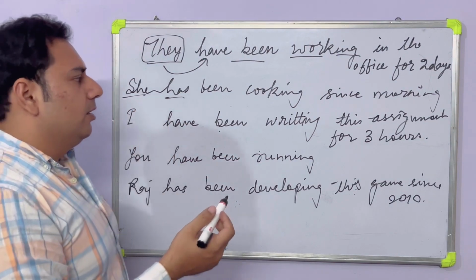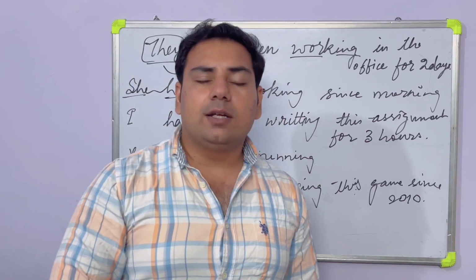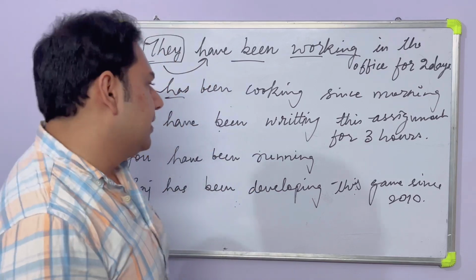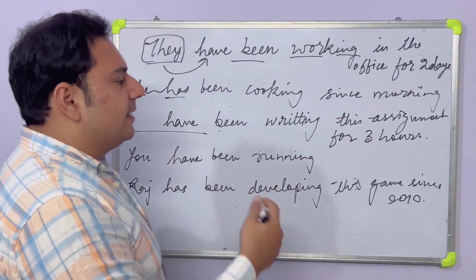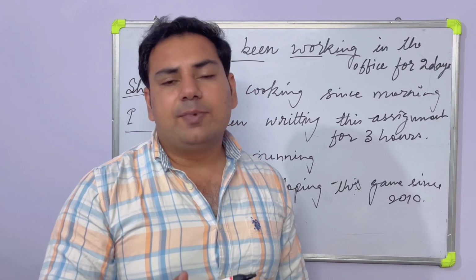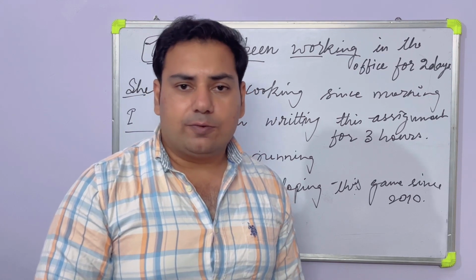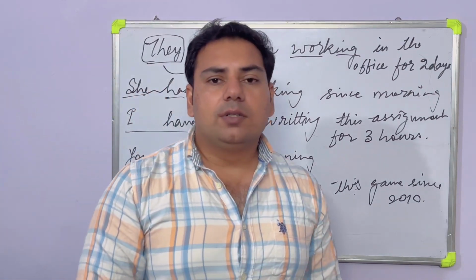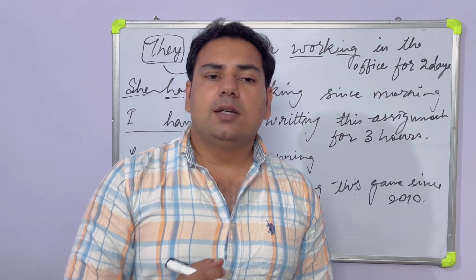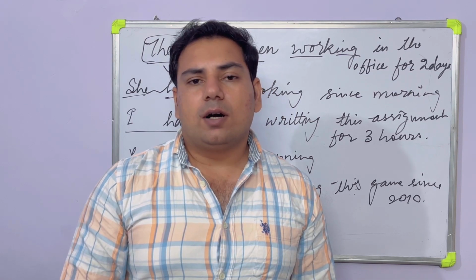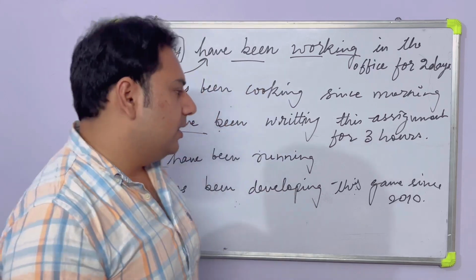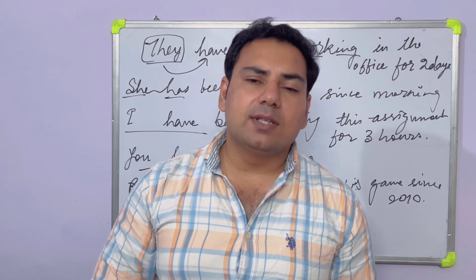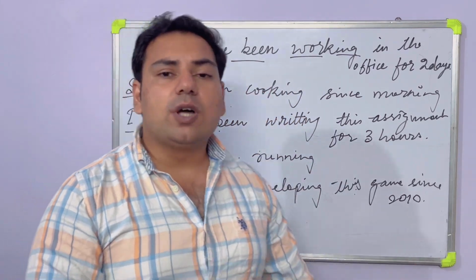She has been cooking since morning in the kitchen, or since morning she has been cooking. So this is how you can create the sentence. I have been writing this assignment for 3 hours, or I have been writing this assignment since afternoon. You have been running on the ground since morning, or you have been running in the park for 1 hour. This is how you can create. Raj has been developing this game, or Raj has been developing this software since 2010.